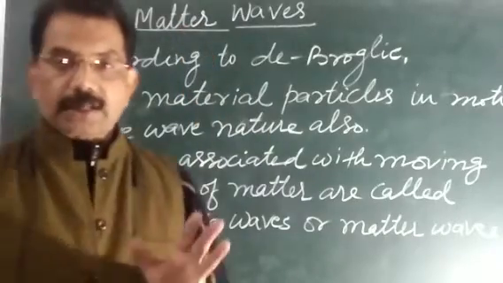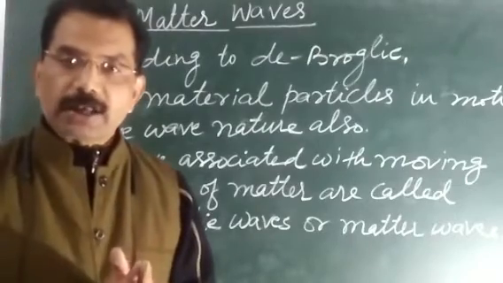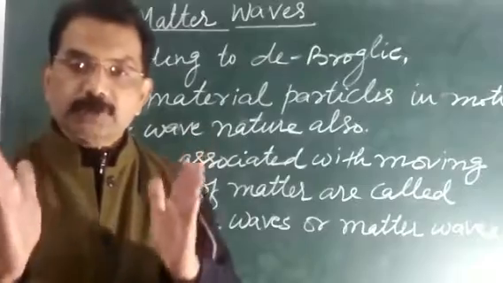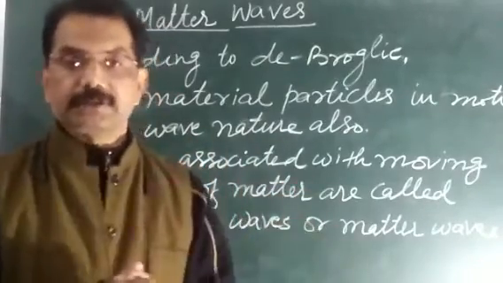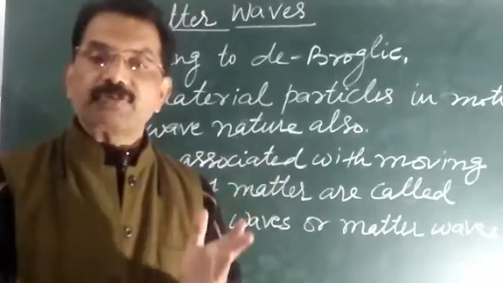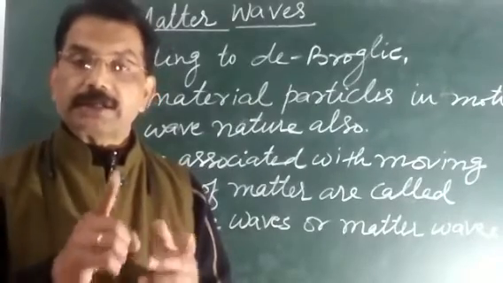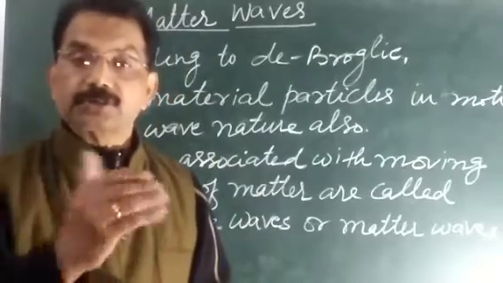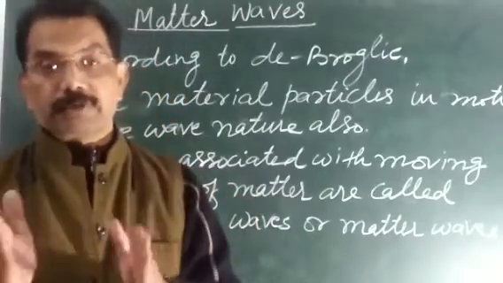Light shows a dual nature. Some phenomena like interference, diffraction, and polarization were successfully explained by taking the wave nature of light. But some phenomena like the photoelectric effect and Compton effect were explained successfully by taking the particle nature of light. It means light or radiation shows a dual nature. Dual nature means particle nature as well as wave nature.